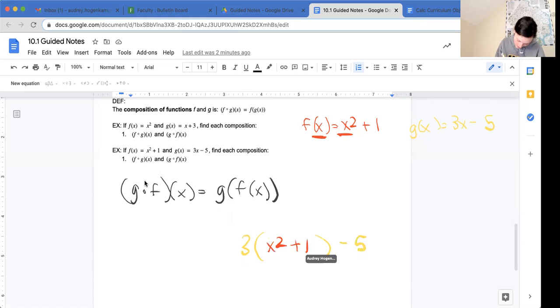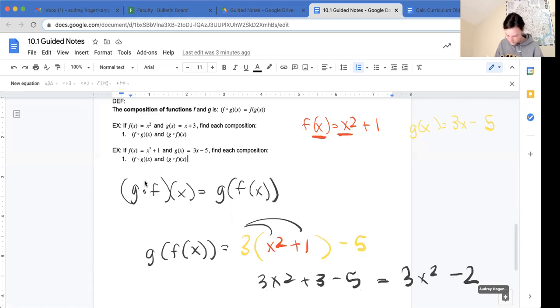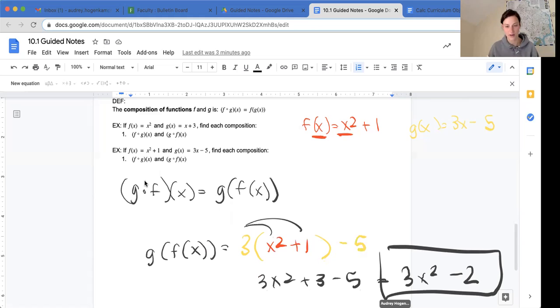So now I know that g of f of x is equal to 3 times x squared plus 1 minus 5. So that's going to be 3x squared plus 3 minus 5. So that's equal to 3x squared minus 2 for g of f of x. And we can do this with numbers as well, okay?